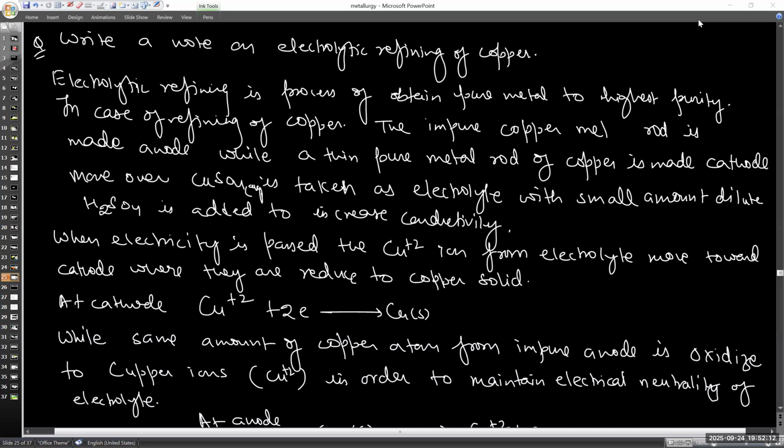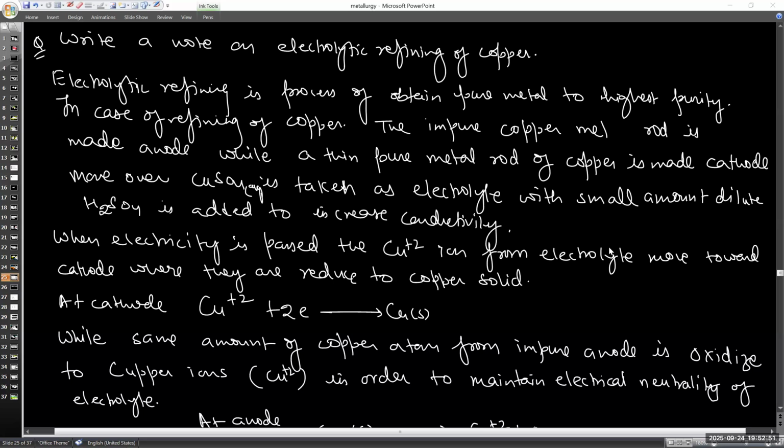Electrolytic refining method is the process to obtain pure metal of highest purity. In case of refining of copper, the impure copper metal rod is made anode, while a thin pure metal rod of copper is made cathode. Moreover, copper sulfate is taken as electrolyte, and a small amount of dilute H2SO4 is added to increase the conductivity. Means whichever metal you are going to refine, you have to take the same metal salt. And the pure metal you have to take at cathode, and the impure that you are going to refine, you have to take it at anode. Got it? Yes, sir.